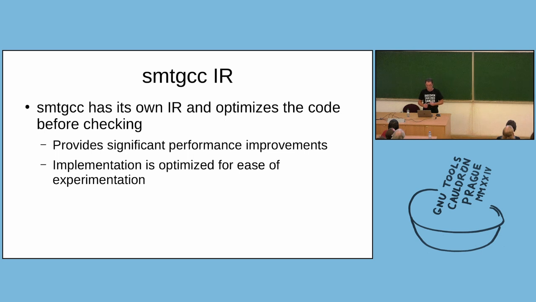I also have my own internal representation. It was originally added to make it easier to do the unrolling and so on. But I soon realized that doing some optimization there helps a lot for performance, because for the solver, we want to do very different optimizations than what the compiler wants to do. So even though GCC has already done optimization on the IR, we can do different things and so on.